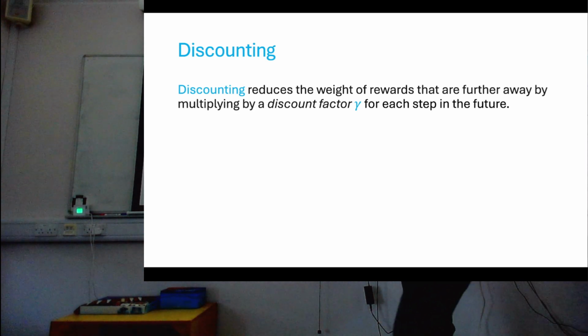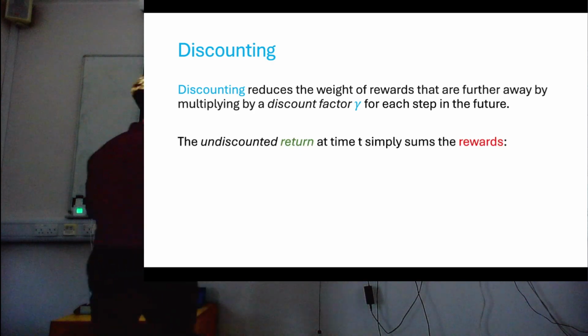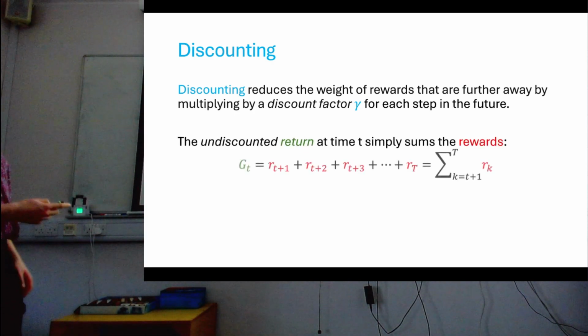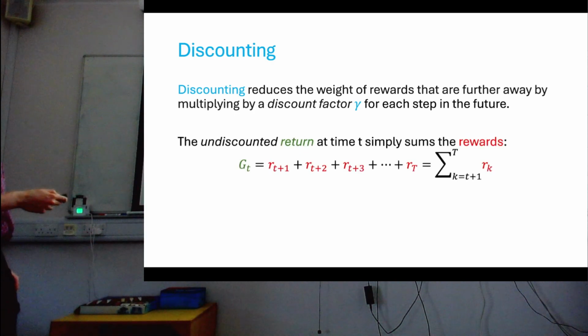So the undiscounted return is the thing that we met last time. It's this sum of rewards, the sum of all of these rewards in the future.